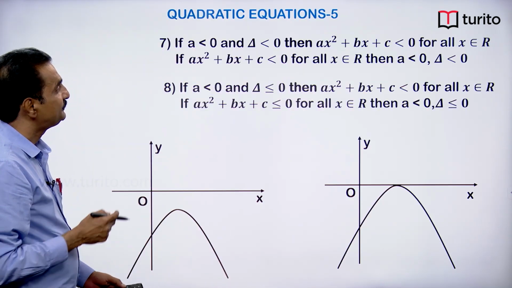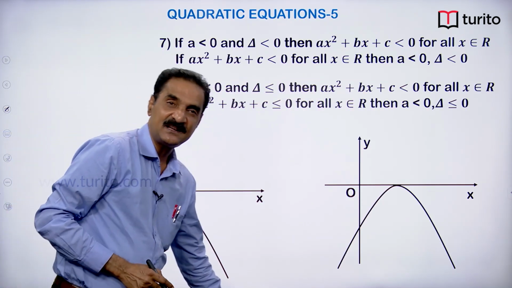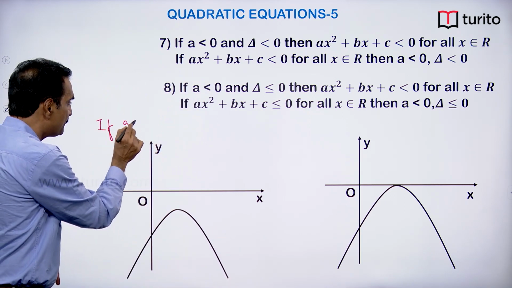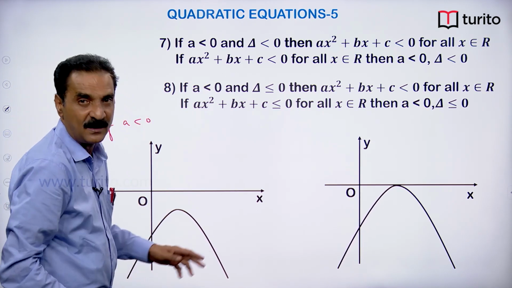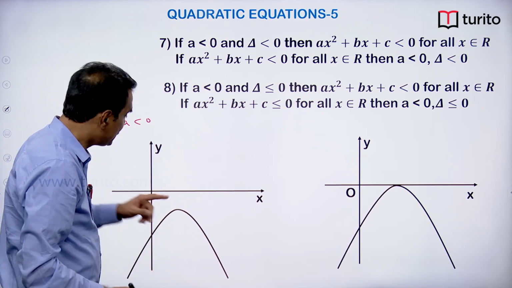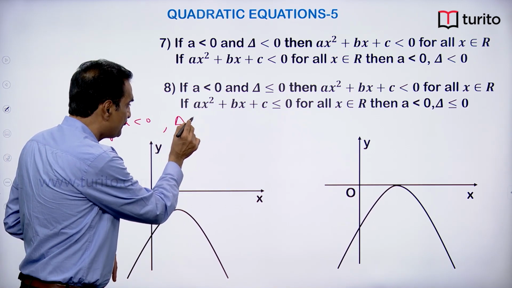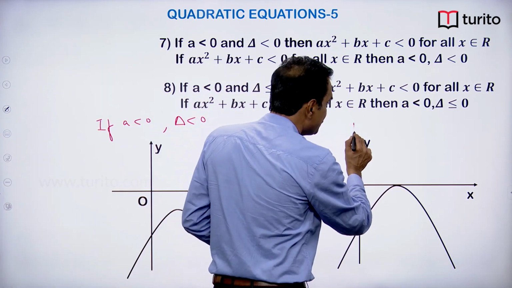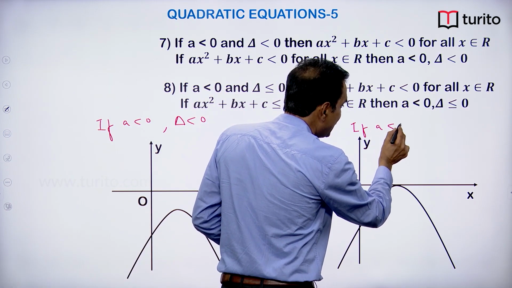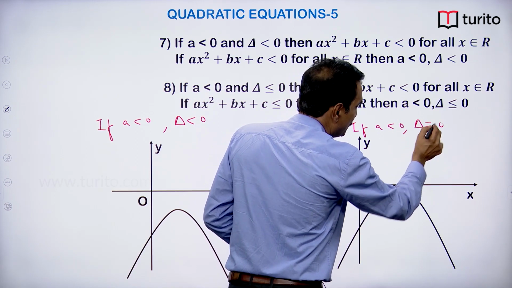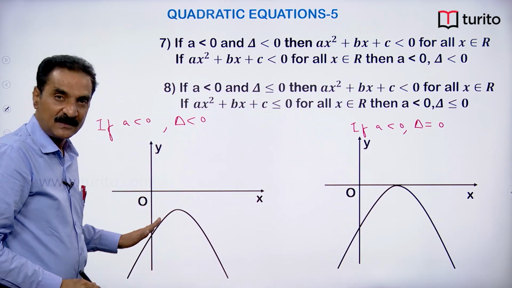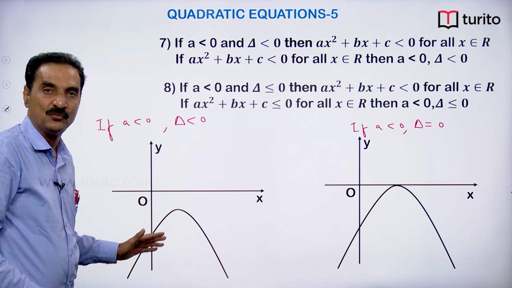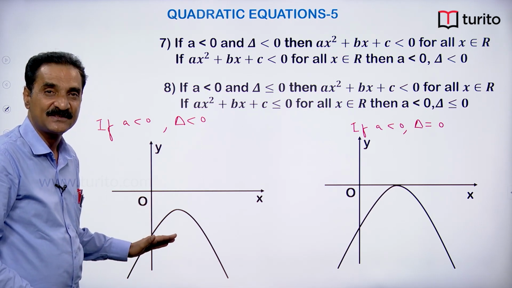Next, you consider this case and this case. If a is less than 0, the graph is a downward parabola. In this case, delta is negative. That is why the graph is completely below the x-axis. In this case, a is negative and delta is equal to 0. If you take the first case, you can see that the value of y is always negative because the graph is completely below the x-axis.